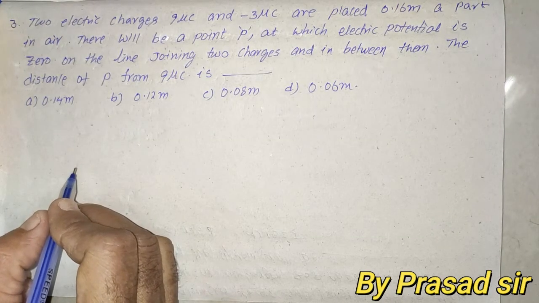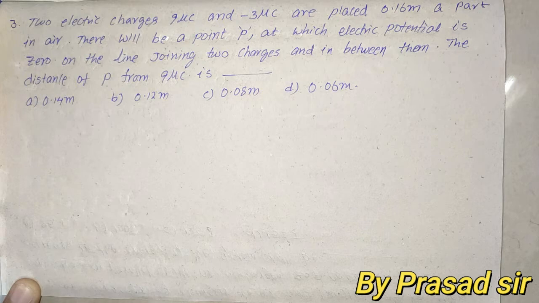Now the question number 3. Two electric charges 9 microcoulombs and minus 3 microcoulombs are placed 0.16 meters apart in air. There will be a point P at which the electric potential is 0 on the line joining the two charges, and in between them. The distance of point P from 9 microcoulombs is how much? So this type of question is based on electrical potential.